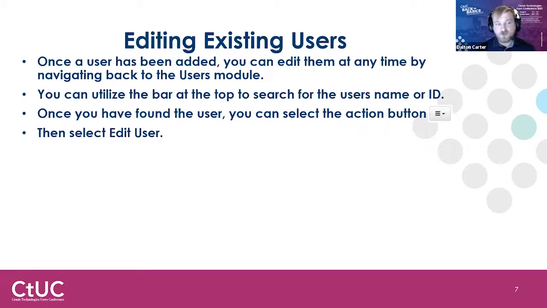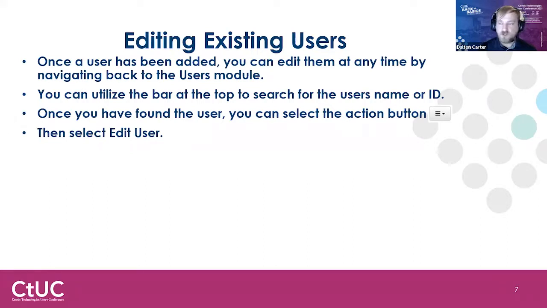So for editing existing users, you're going to have very similar fields, but you'd start by navigating back to that users module, the administration users, and the bar at the top, you can search for a user's name or their ID. So with the search bars within CensiTrac, usually you can search for any field that displays there. You don't have to search for a specific field. A lot of people think that you have to search for their user ID, but if I were to type in just Dalton, it would show my name and then my user ID as well.